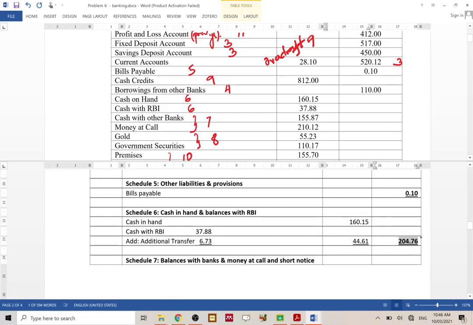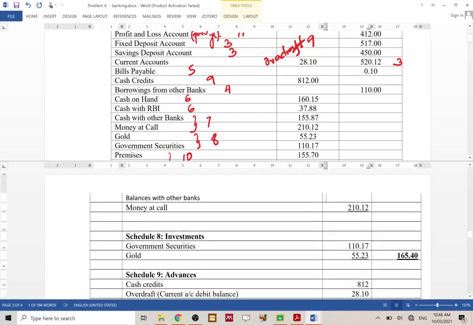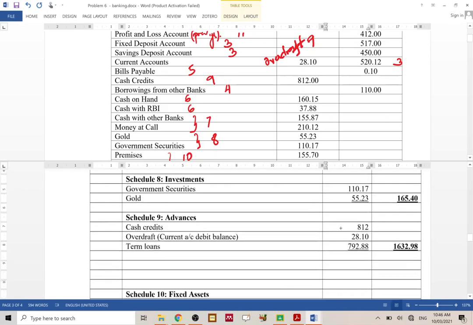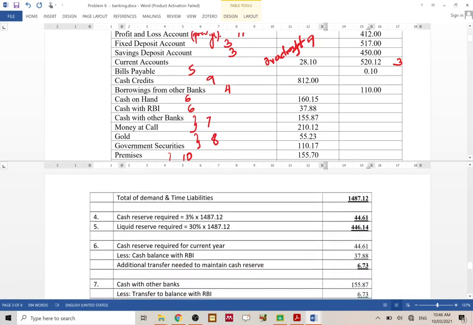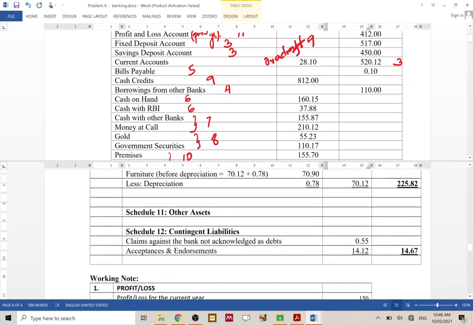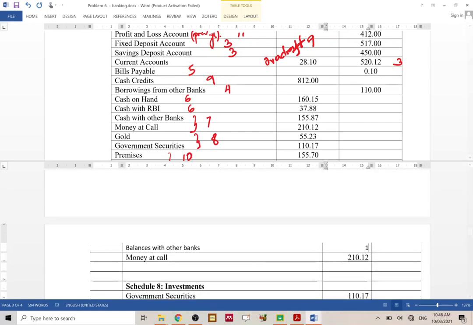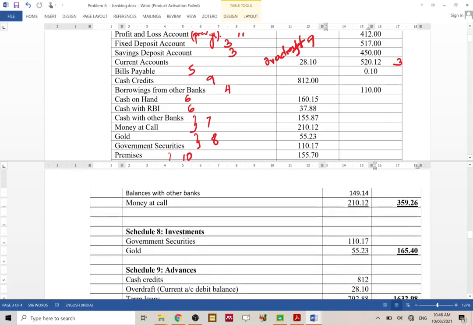204.76. Done. Okay, now also take care of the balances with other banks. According to the calculation that we have done, balances with other banks come to 149.14. Get the new figure after deducting the additional transfer. Okay, so 149.14, and the total of balances with other banks is 359.26. Done.